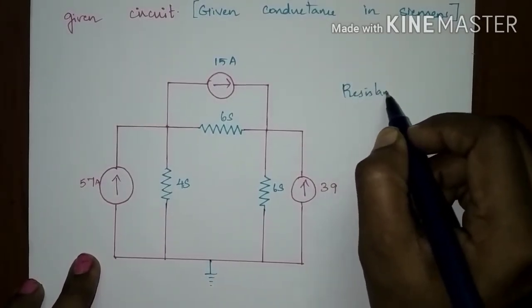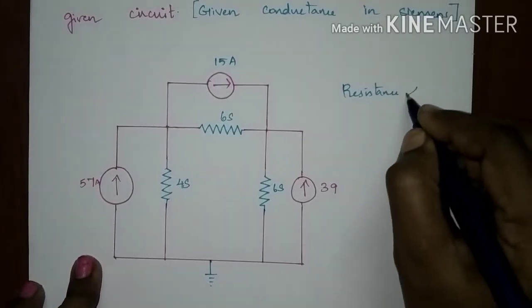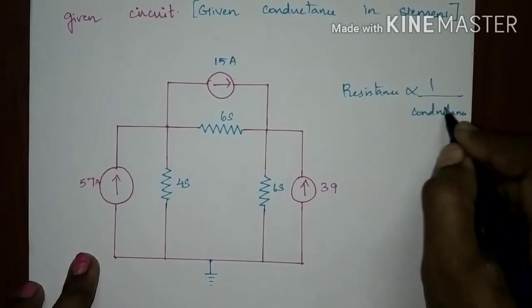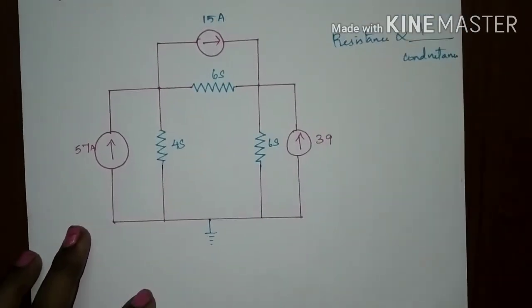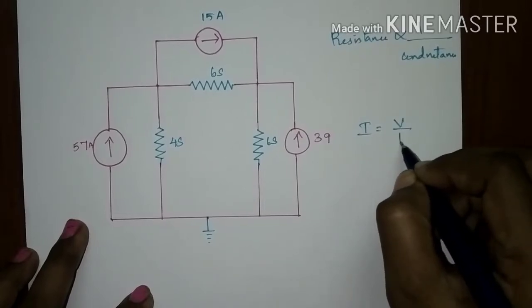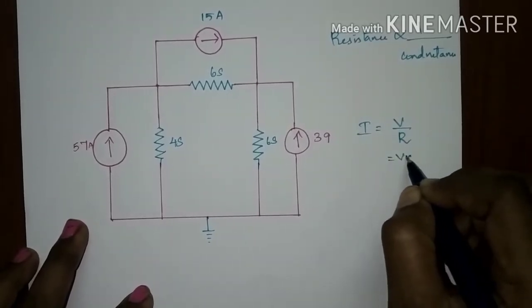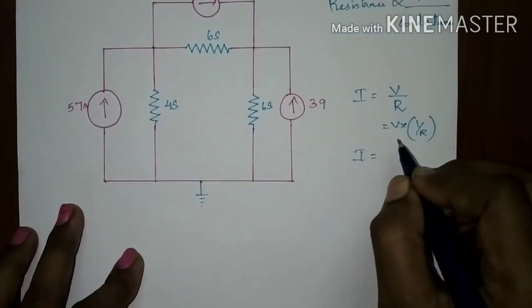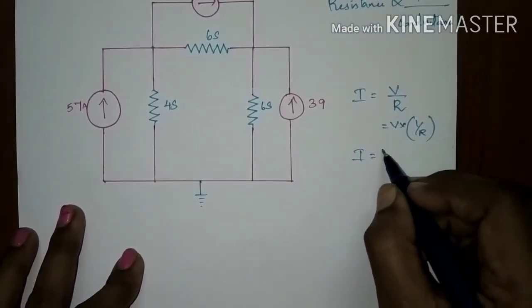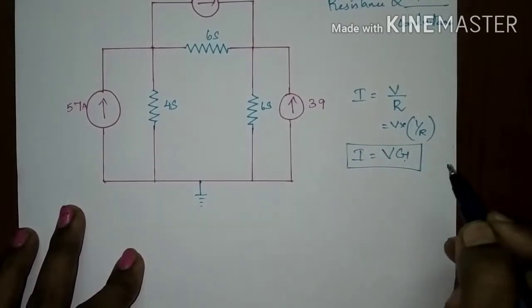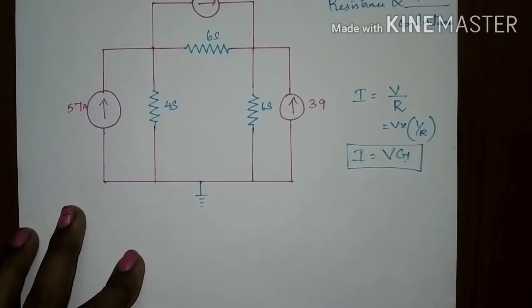Resistance resists the flow of current whereas conductance allows the flow of current. So, resistance is the reciprocal of the conductance. We all know according to Ohm's law, current can be given by V divided by R, that is V into 1 by R. So, I can be represented in terms of conductance as V into G. Conductance is measured in Siemens and represented as G.